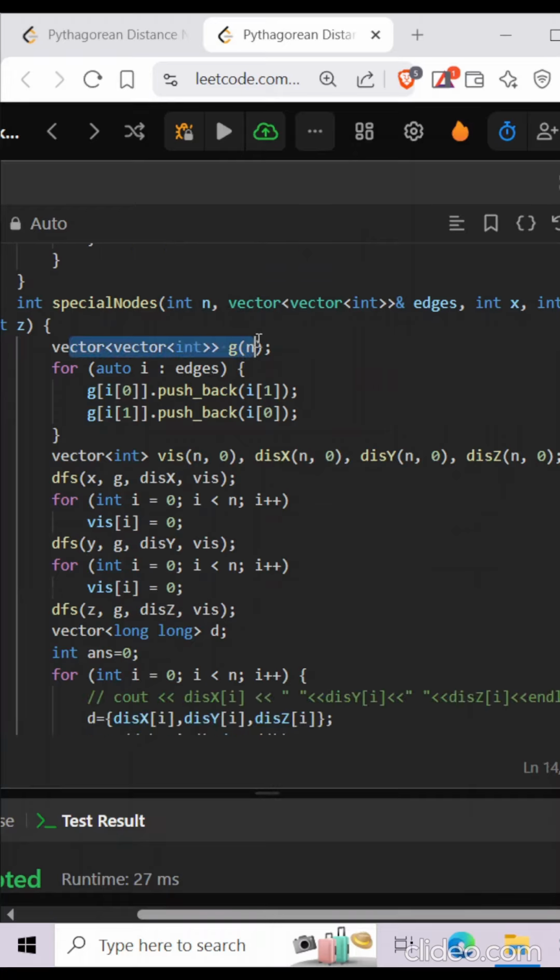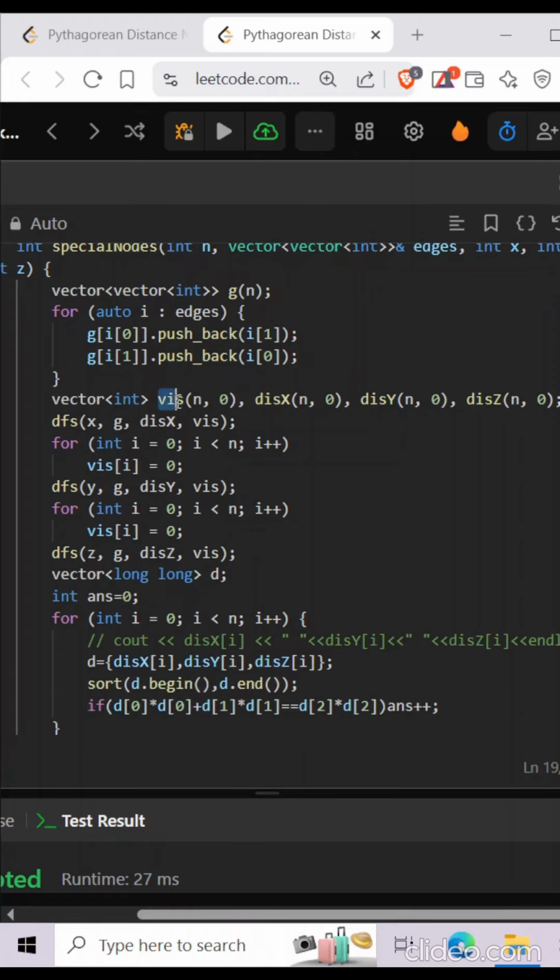First, I have created this graph as per the edges we are given. I'm just building the graph. After that, I have created this visited array that will tell me whether I have visited this node or not. Then I have created three other arrays, x, y, and z, that are basically the distances of the nodes that I get if I start the traversal from x, similarly if I start from y, and similarly if I start from z.